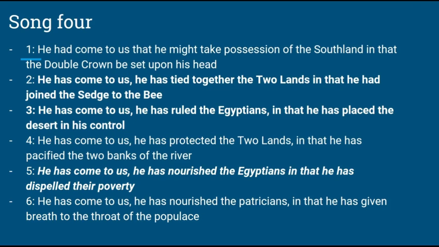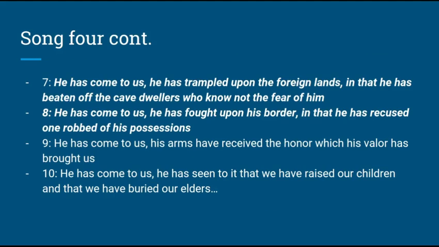Song 4. He has come to us, he has tied together the two lands, in that he has joined the sedge to the bee. He has come to us, he has ruled the Egyptians, in that he has placed the desert in his control. He has come to us, he has nourished the Egyptians, in that he has dispelled their poverty. He has come to us, he has trampled upon the foreign lands, in that he has beaten off the cave dwellers who know not the fear of him. He has come to us, he has fought upon his border, in that he has rescued one robbed of his possessions.